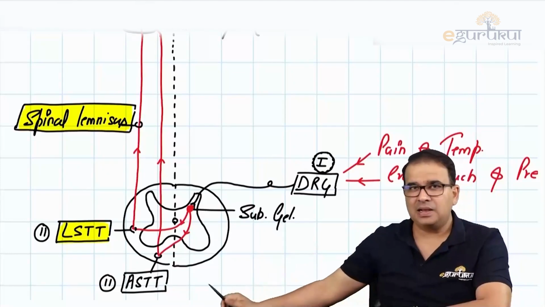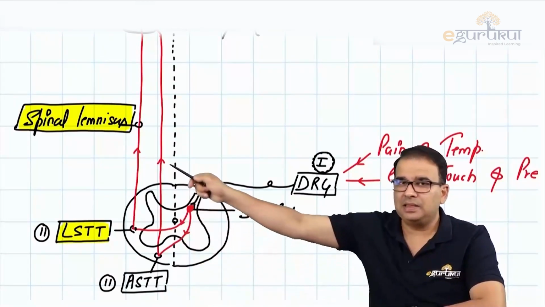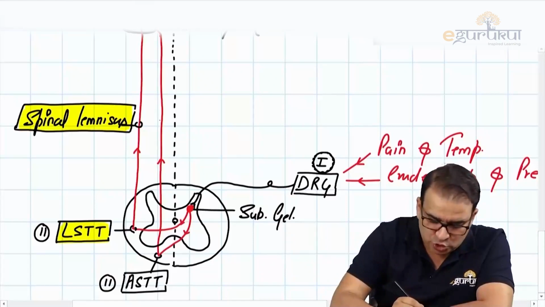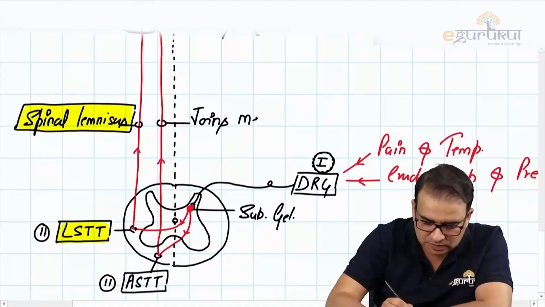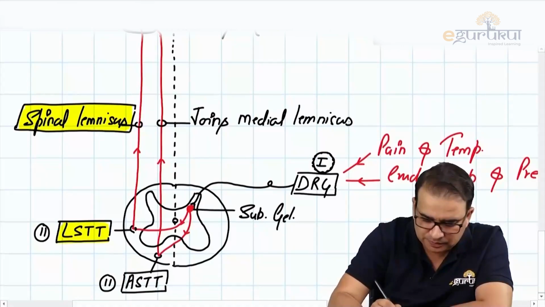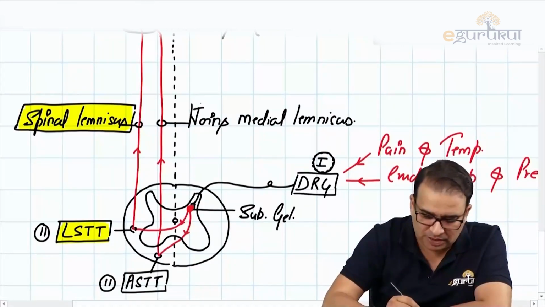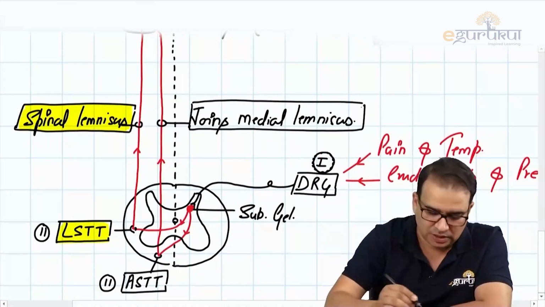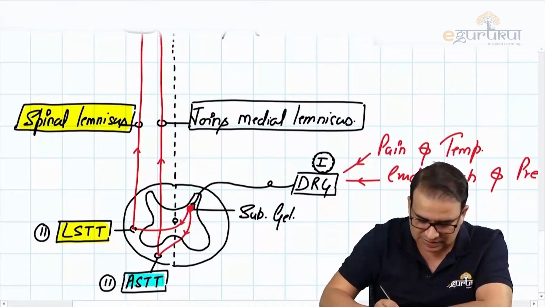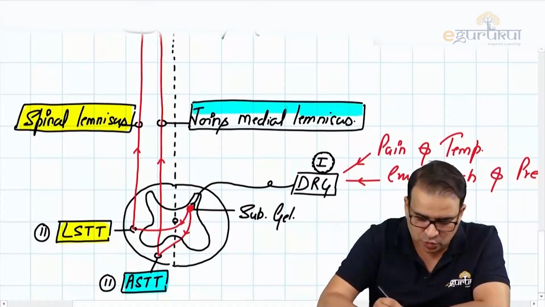On the other hand, the anterior spinothalamic tract ascending in the brainstem is going to join the lemniscus called the medial lemniscus. And I'm writing this thing, guys, joins. It joins the medial lemniscus. That means this is not the only tract forming the medial lemniscus. There is some other tract also. It is just a part of it. Anterior spinothalamic tract carrying crude touch and pressure is going to join the medial lemniscus.